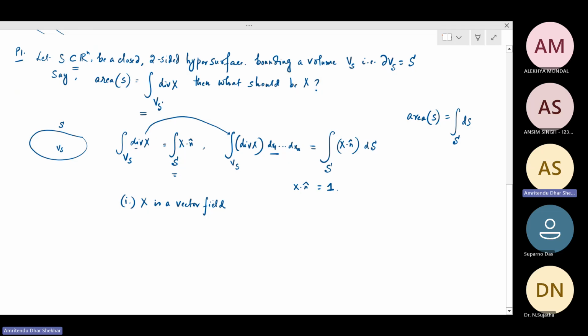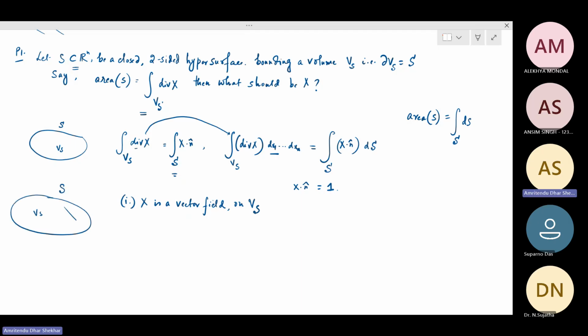So X is a vector field on Rn. Okay. Why do you need the vector field on Rn? Because you're going to compute, well, not necessarily on Rn, but you at least need the vector field to be defined on Vs, which is the volume enclosed by this surface.